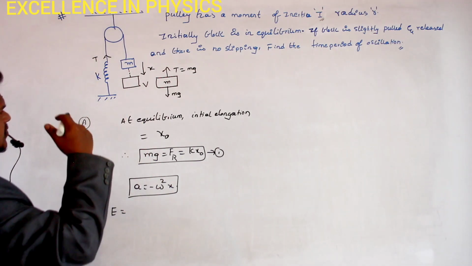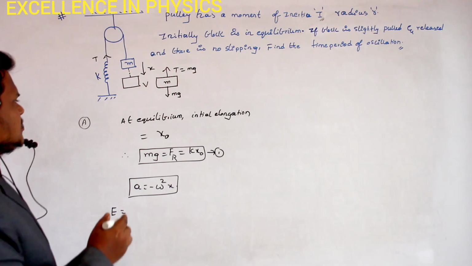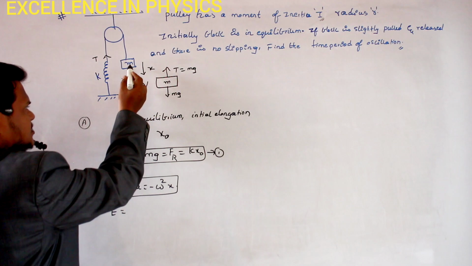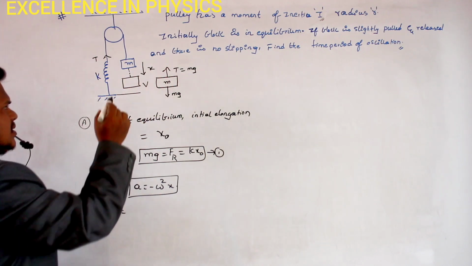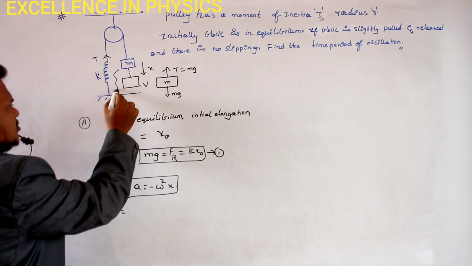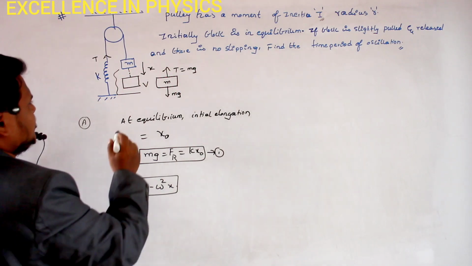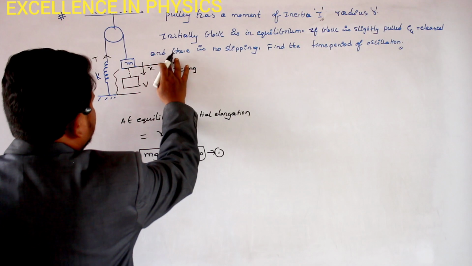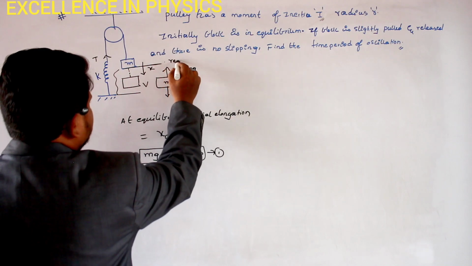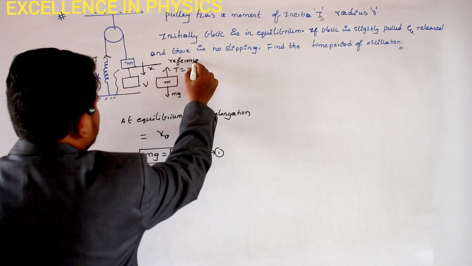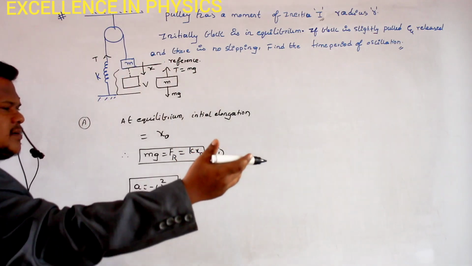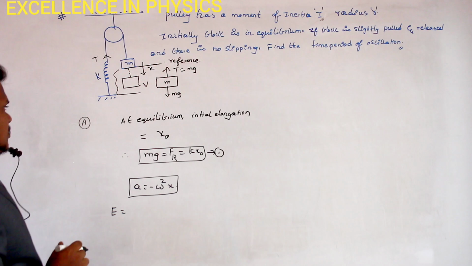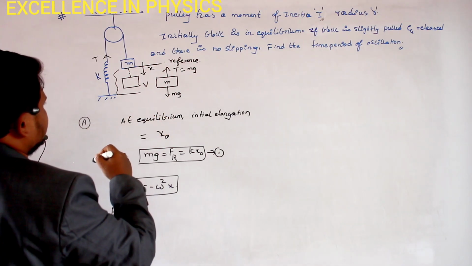Clear? So from which reference shall I take? Shall I take potential energy from this reference? If I calculate potential energy from this reference, I can never do the problem, because this height, how much it is, I don't know. So what I do is, the initial position of this mass, this itself I will take as the reference. When the mass was in equilibrium, that position I will take as my reference. Okay.